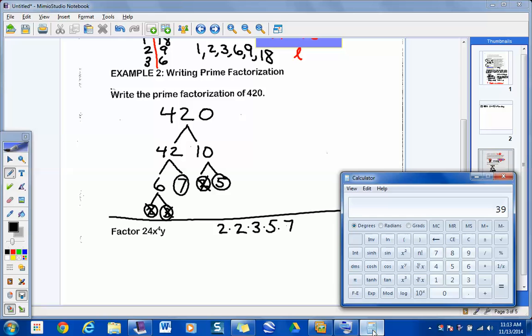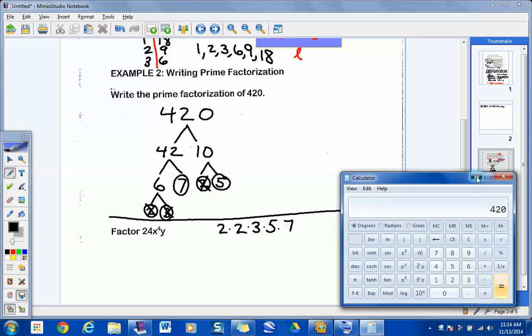420, right? So watch what I do here. I'm just going to punch it in. 2 times 2 times 3 times 5 times 7. Better put me back where? 420. Do I get there with that? Okay. So the prime factorization for 420, or in other words, the prime numbers that I would use to multiply to get to 420, are 2 times 2 times 3 times 5 times 7. That makes sense?